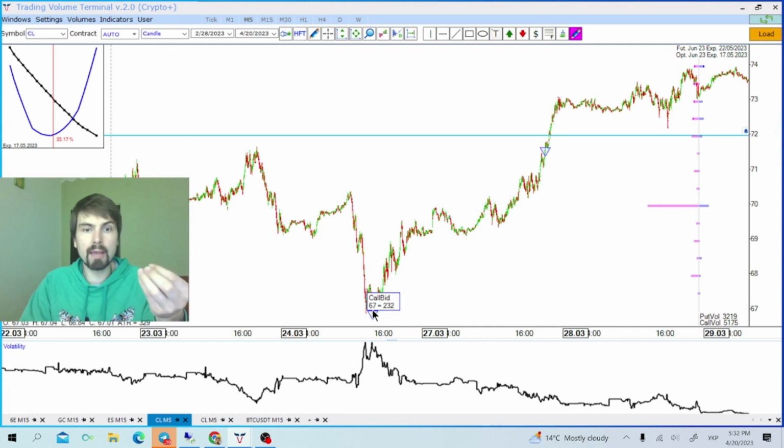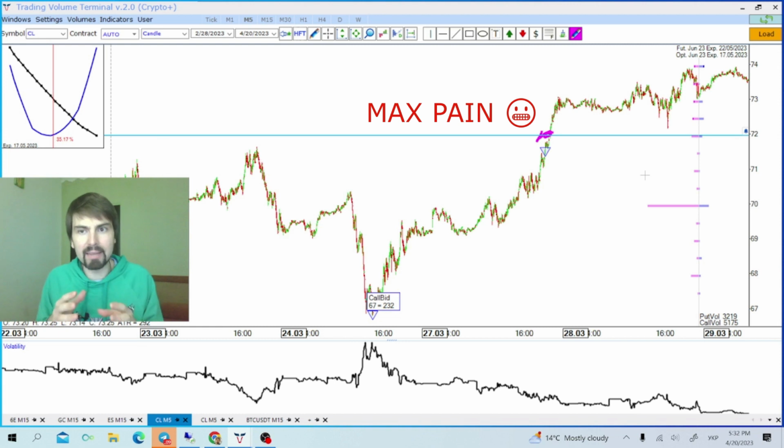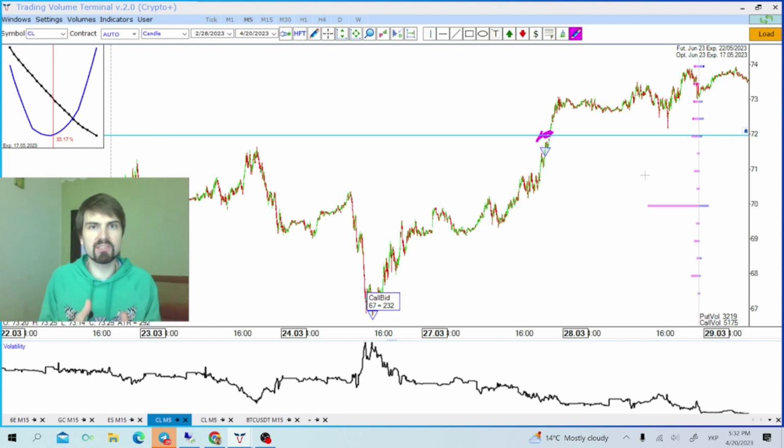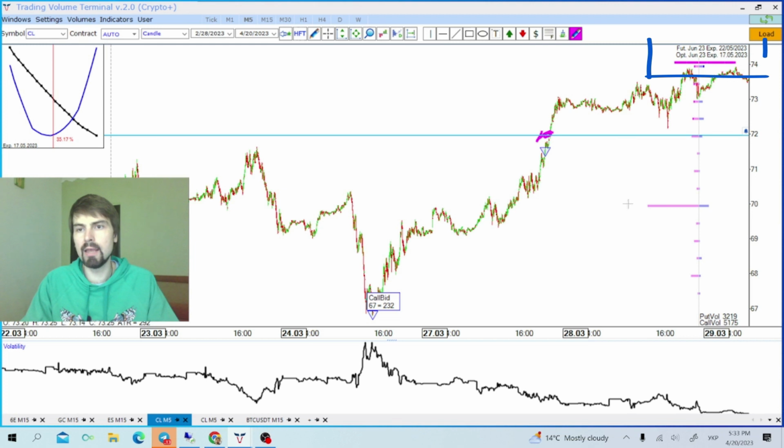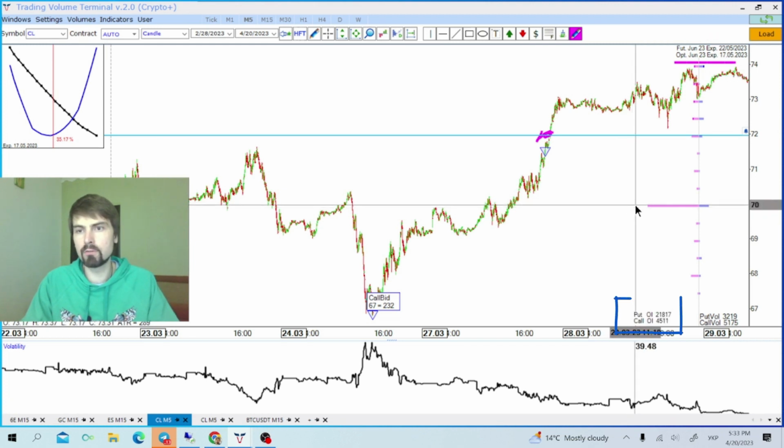Also, often as a magnet, the price can go to the option payout levels until expiration and expire near these levels. It is maximum pain for option buyers and minimum pain for option sellers. So also we see here the expiration date of the futures and options contracts, and here we can see the open interest of put and call volumes on each strike.